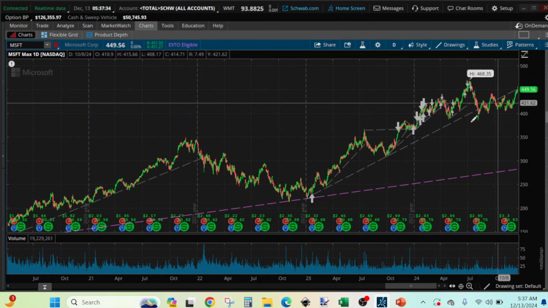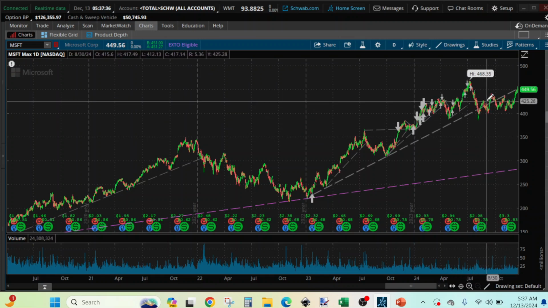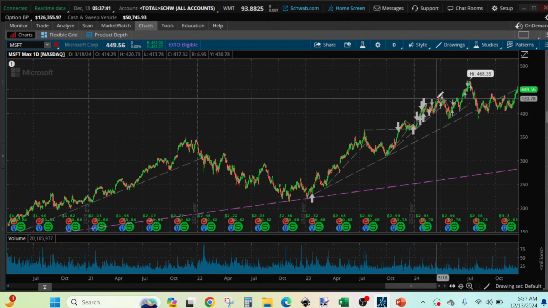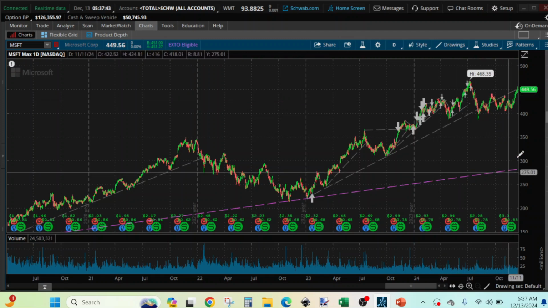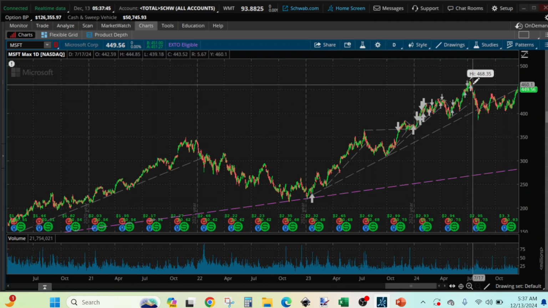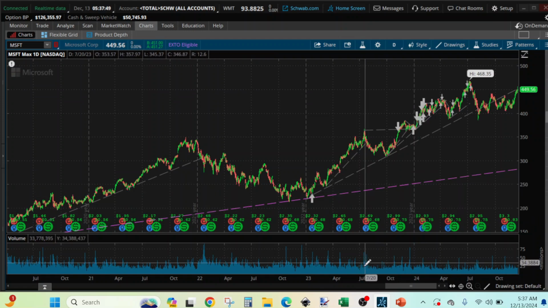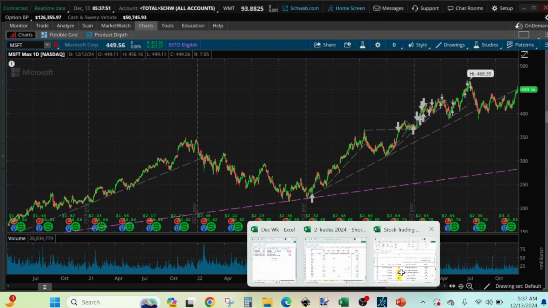I was just curious to see what is going on here, but clearly it's having a problem crossing this high here. But anyway, we bought it there. We will wait on it, but if it comes back down here, that's where we would like to buy. So let's continue here.